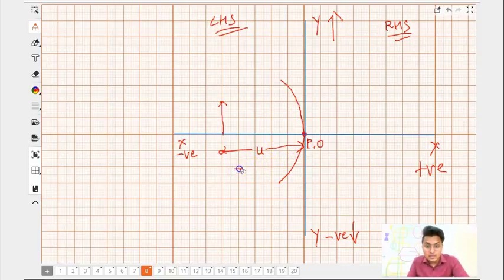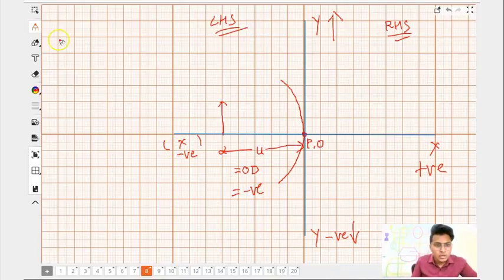U is called the object distance, OD, which is equal to a negative value or a positive value. What would be our answer? Just think about it and tell me. As all of you know, it's forming on the left hand side. Completely correct. Left hand side, x is negative. So object distance is going to be negative. Exactly correct, guys. Very good. So I'm going to write it down right now that u is always going to be negative.